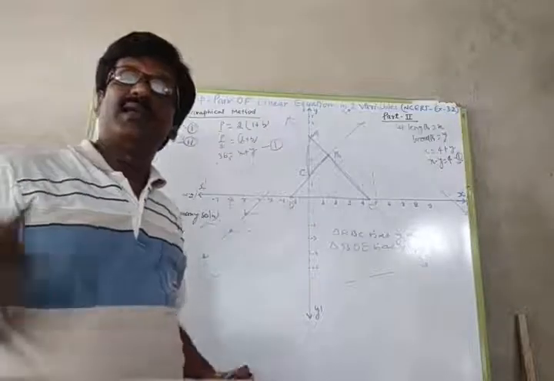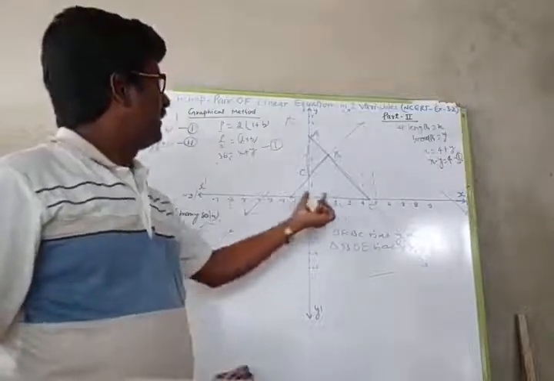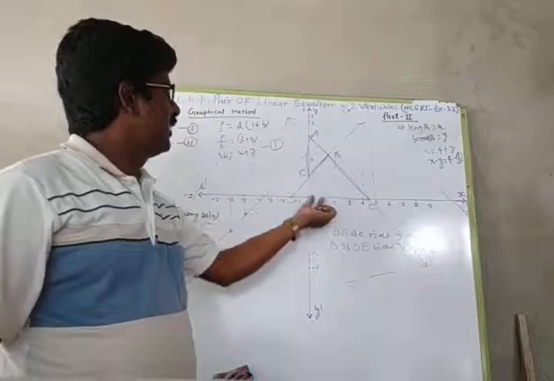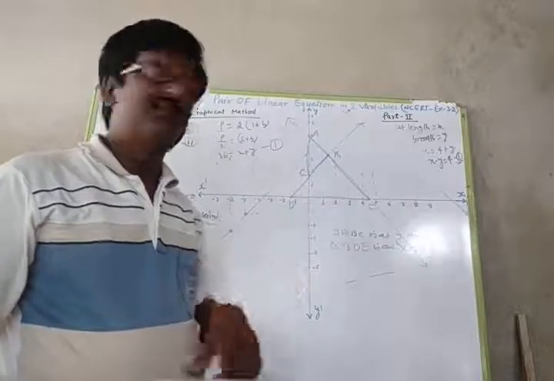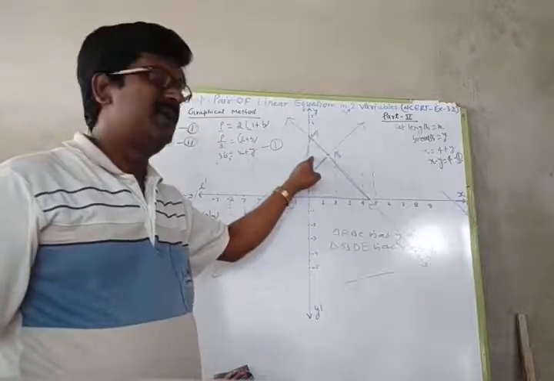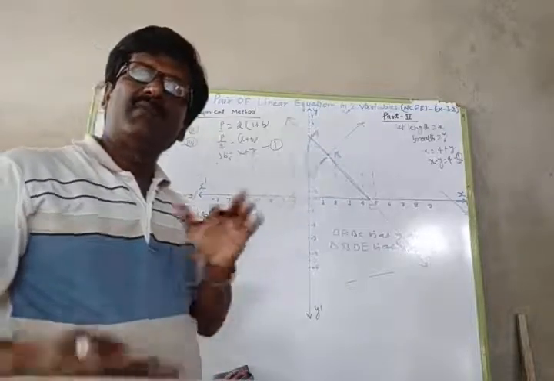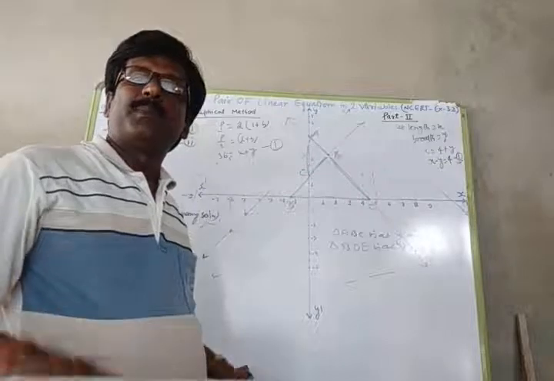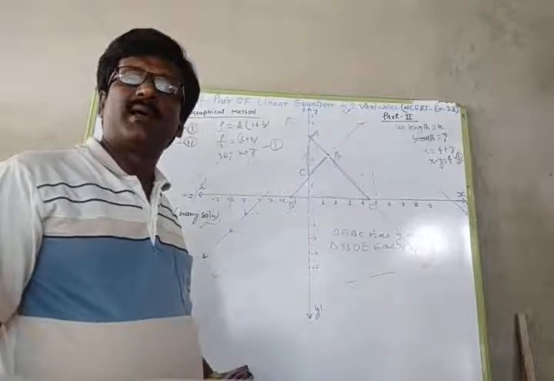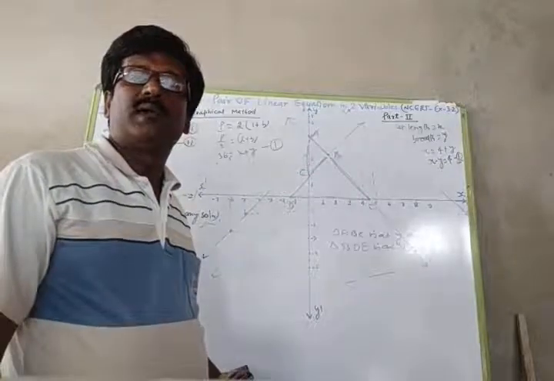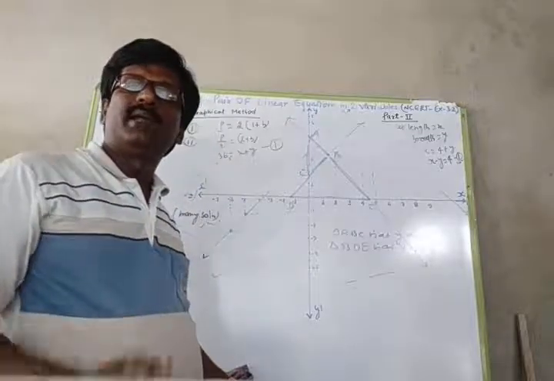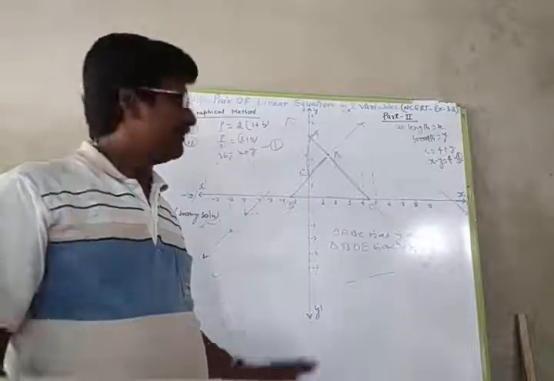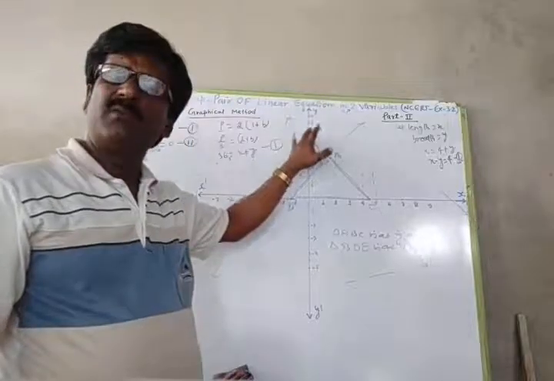Suppose we have to find the area, then that will be the base. Then we have to count 1, 2, 3, 4, 5. Suppose the base is 5 units and the height is 3 units. Once again we use the formula for the area of a triangle, 1 by 2 into base into height, and by substituting the values we can find the area of the given triangle. Similarly, the same process can be done with the y-axis.